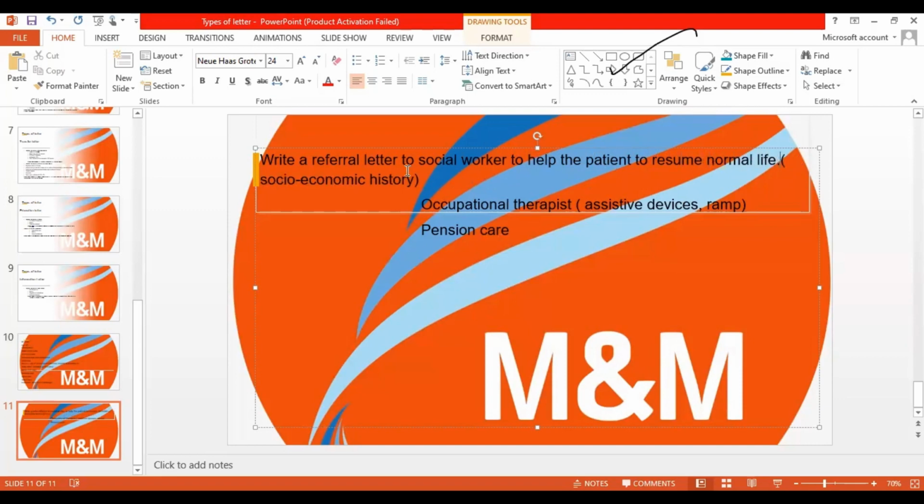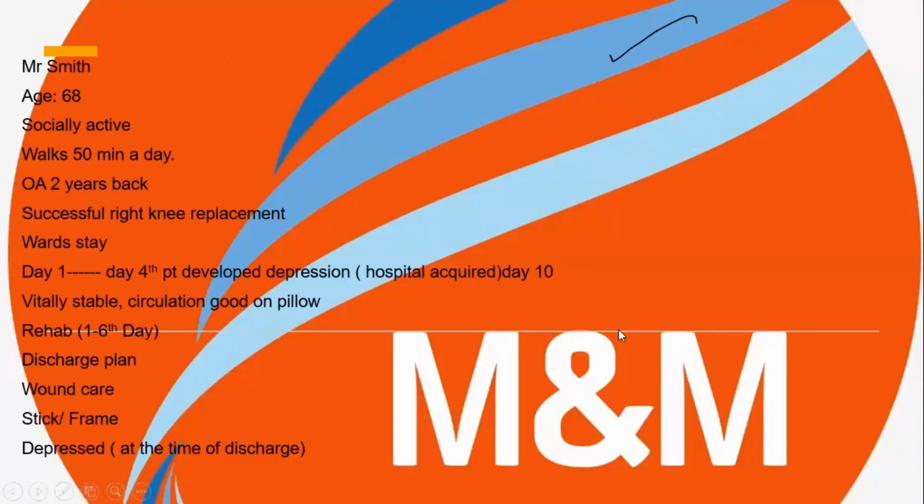Okay. So we can see the task: write a referral letter to the social worker to help the patient resume normal life, right? Now, this is your writing task, a referral letter to the social worker. If you can see there, what would be the introduction of the writing task that we discussed?